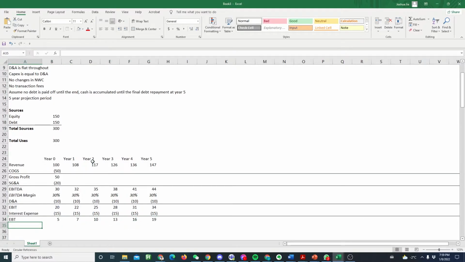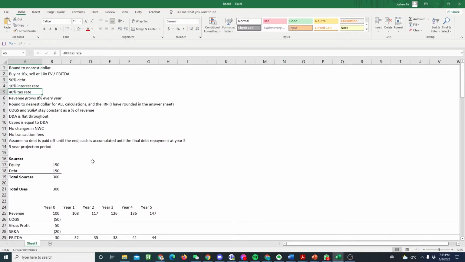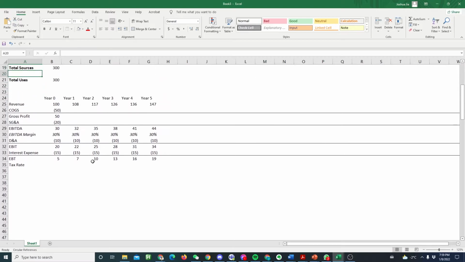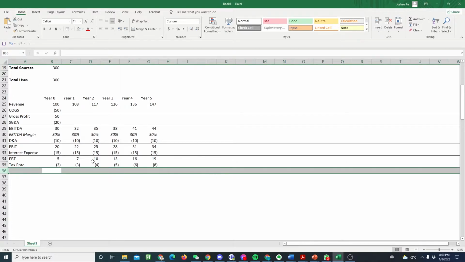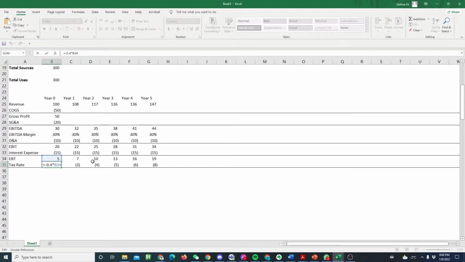Now the next step is to apply the tax rate. In this case, it's 40%. Of course, 40% is the old tax rate for the U.S., but it's obviously changing. But let's just keep things aligned with the case study here. So we're going to take that earnings before tax, multiply by the 40% tax rate. Finally, we can get down to net income.